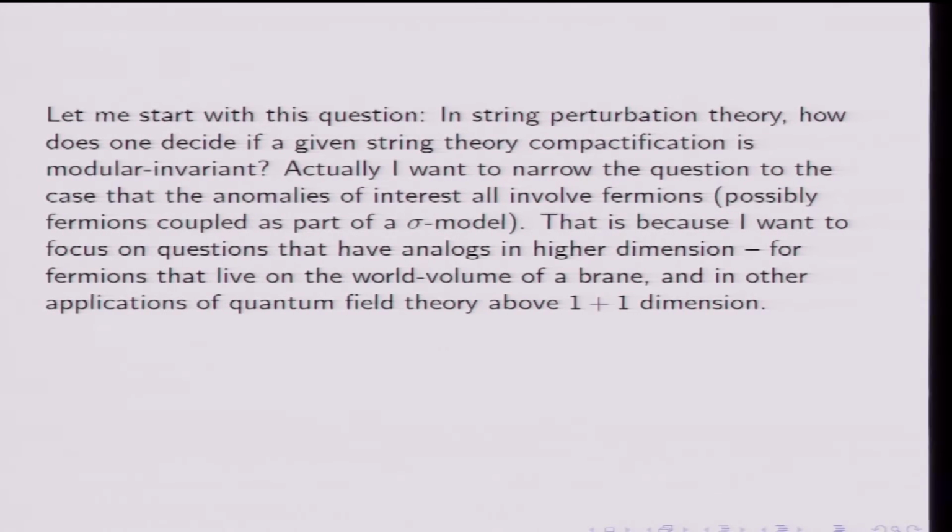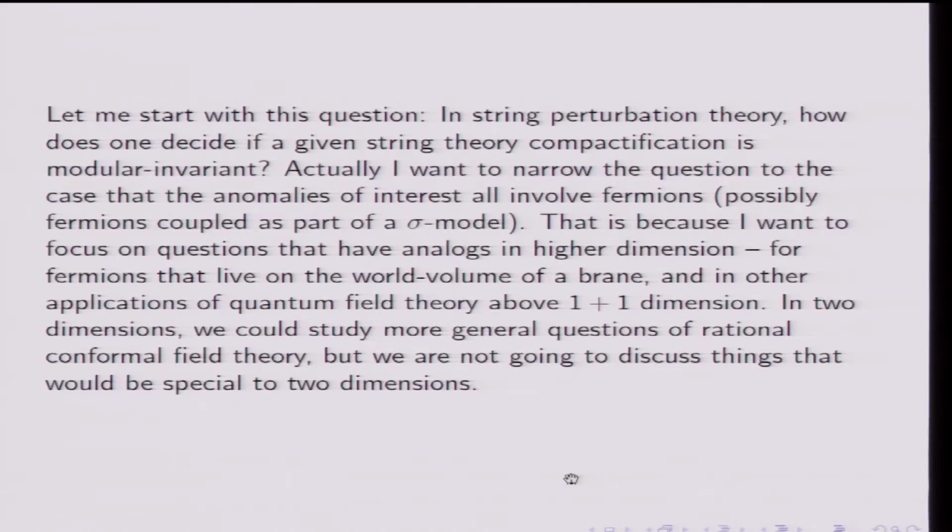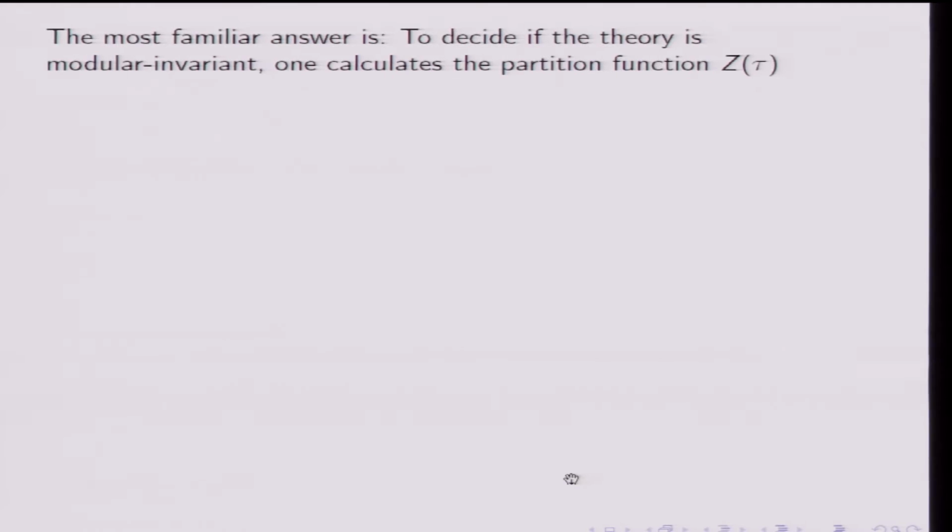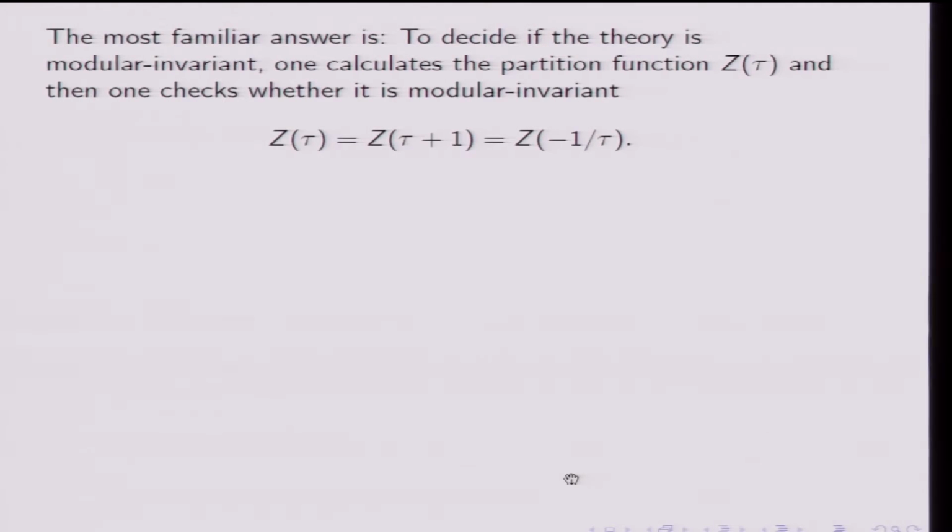Although there are a lot of things you can do that are special to 2 dimensions involving rational conformal field theory, we won't discuss them. We'll only discuss questions involving fermions that are more general. Now, there's a standard answer to the question, how do you decide if the theory is modular invariant? The standard answer is, you calculate the partition function and check whether it's modular invariant.